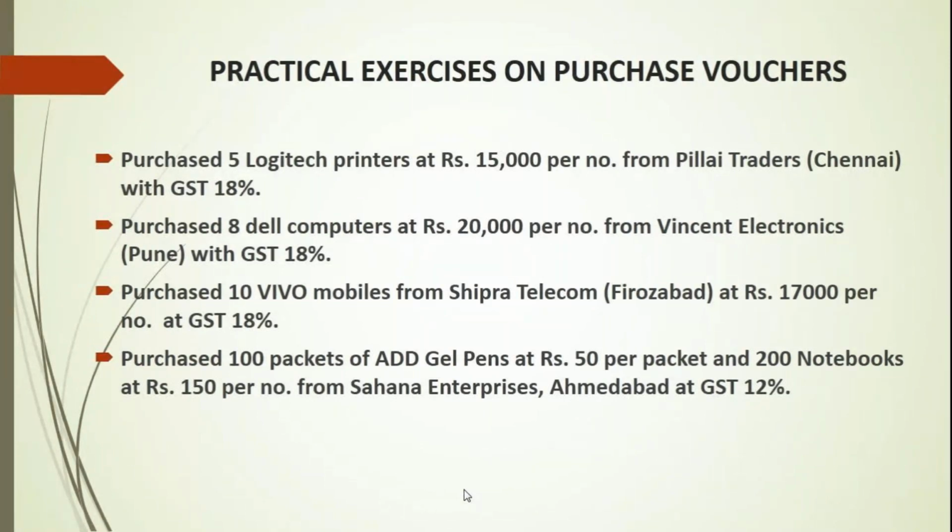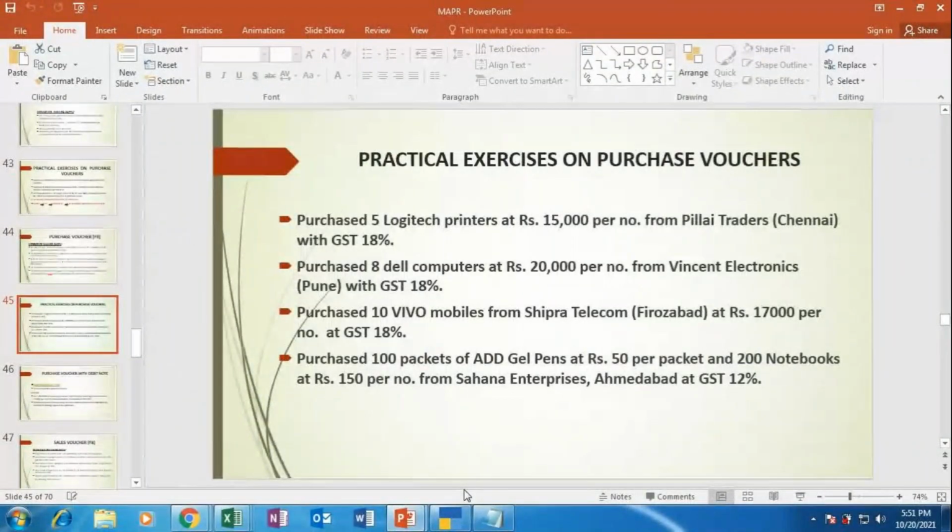Okay, so we have to pass this entry. Now Shipra Telecom is situated in Firozabad. Now Firozabad, what would you change the name of the state as? It would be Delhi. Okay, so we will take Delhi as the name of the state. So make sure you change the state from Karnataka to Delhi. Okay, so right, now let's pass the entry.